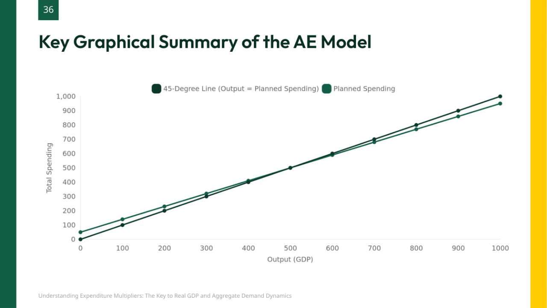As output increases, planned spending also rises, but not always in perfect alignment with the 45-degree line. Where the planned spending line crosses the 45-degree line indicates equilibrium output. If planned spending is above output, inventories will fall, encouraging firms to increase production. Conversely, if planned spending is below output, inventories build up, leading firms to cut back. This visual helps us understand the dynamic relationship between spending and output in determining economic equilibrium.